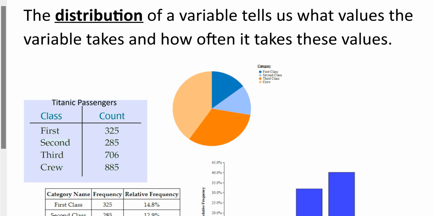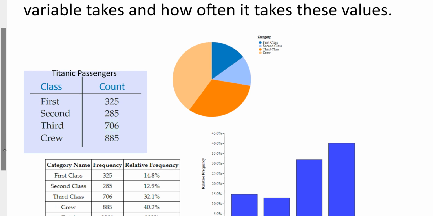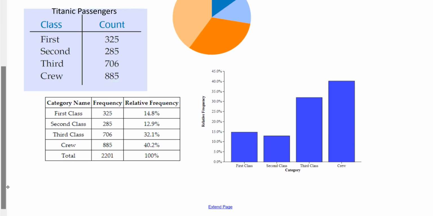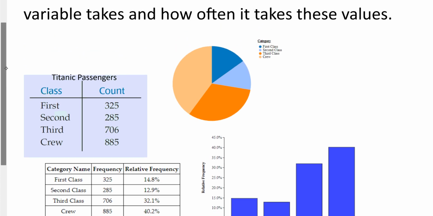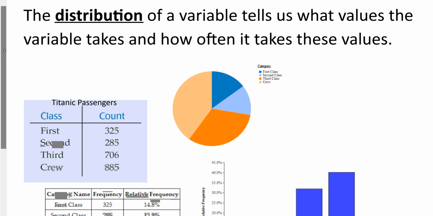Okay, so it can be shown in different ways. We've got a pie chart. We've got this, which is just a table. We've got frequencies. We've got bar graphs. So it gives us how many are in each category essentially. We're specifically looking at categorical or qualitative data here. But that's what distribution is. It just shows how frequent it is in certain values.